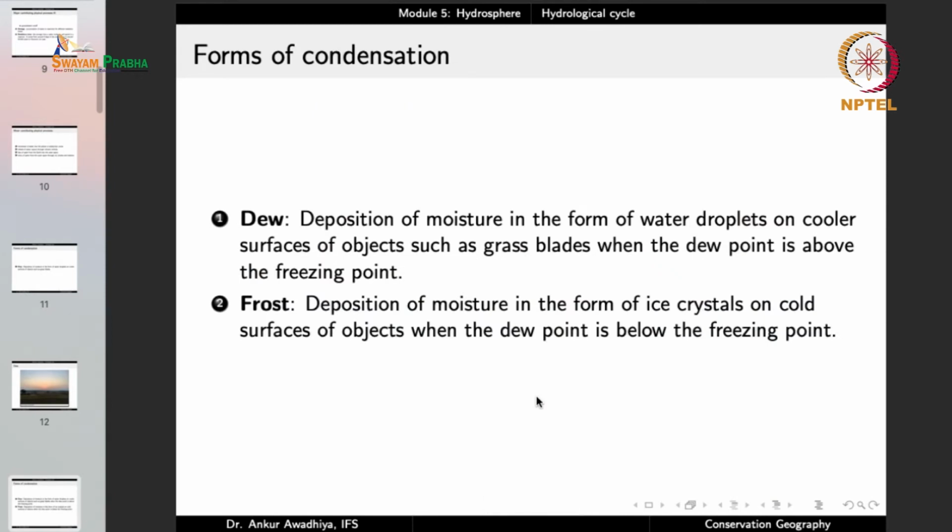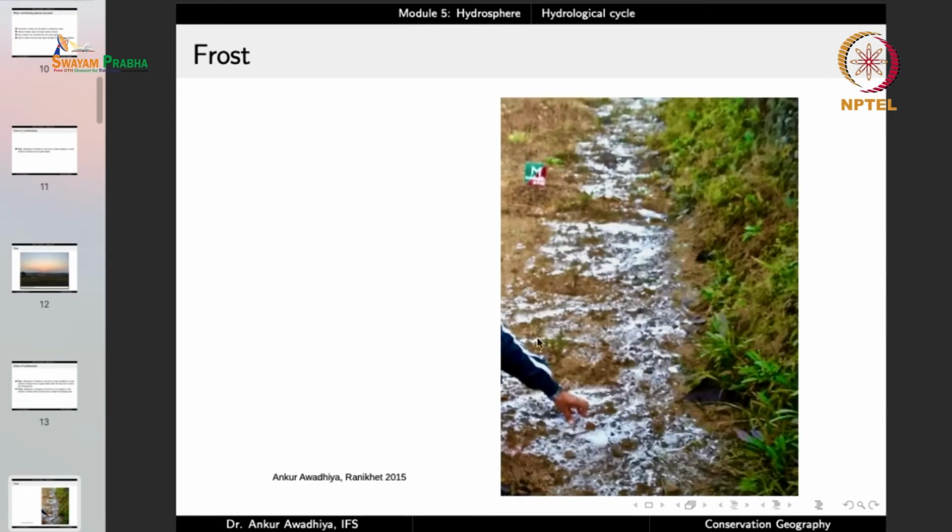Frost is the deposition of moisture in the form of ice crystals on cold surfaces of objects when the dew point is below the freezing point. Now in this case, the water directly gets deposited in the form of ice crystals. So this is how a frost looks like. So you'll find that you have ice deposits on the soil. And this typically happens when the dew point is so little that it is less than the freezing point of water. So the air is able to hold the moisture till its temperature goes below the freezing point of water, and so the water is deposited in the form of ice crystals.